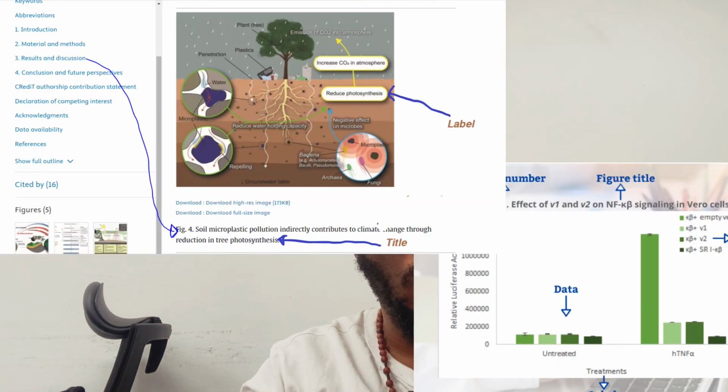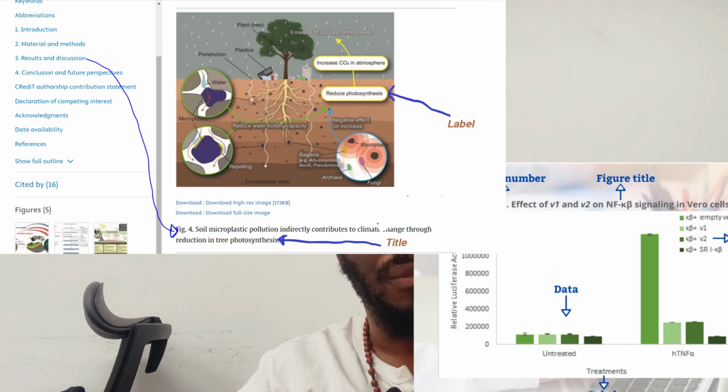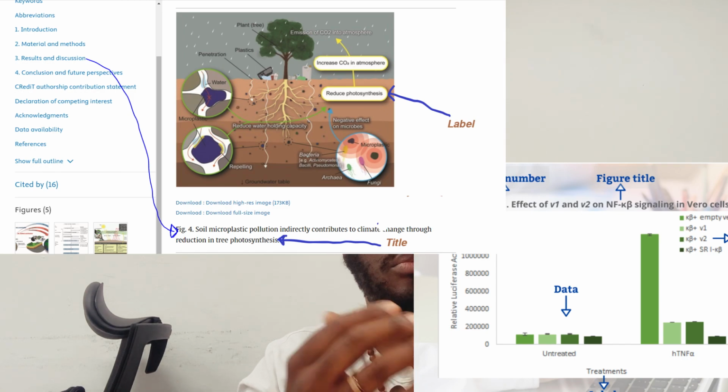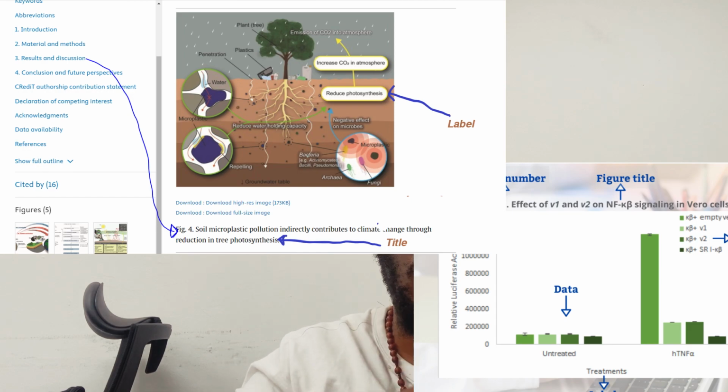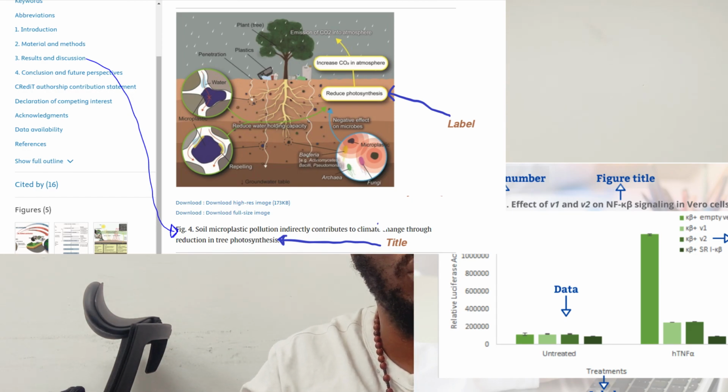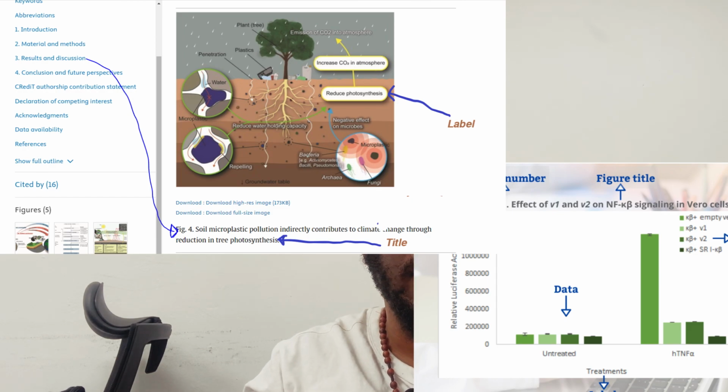So if you're using figures, there are a couple of elements that you should consider: the figure number, the figure title, the figure legend, for example, a brief title, experimental or statistical information, or definition of symbols, then the data, and then the labels.